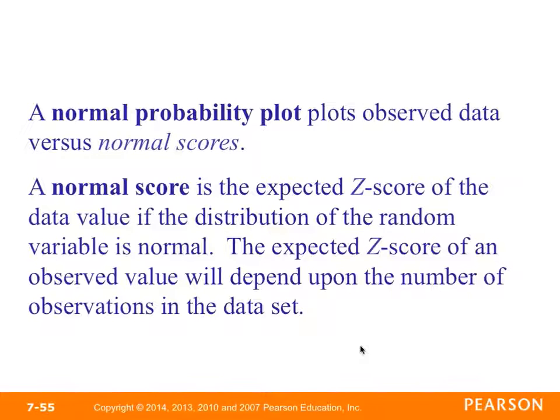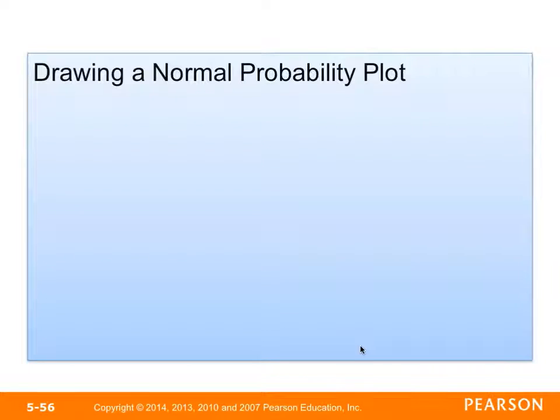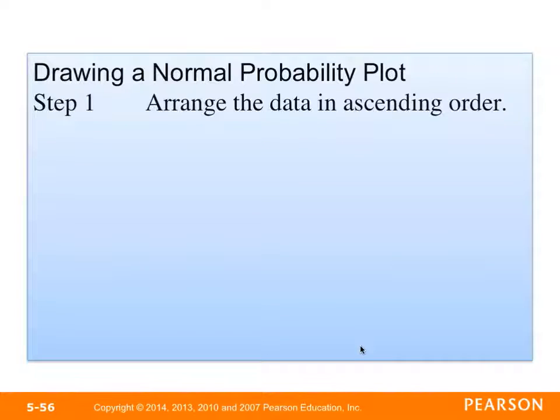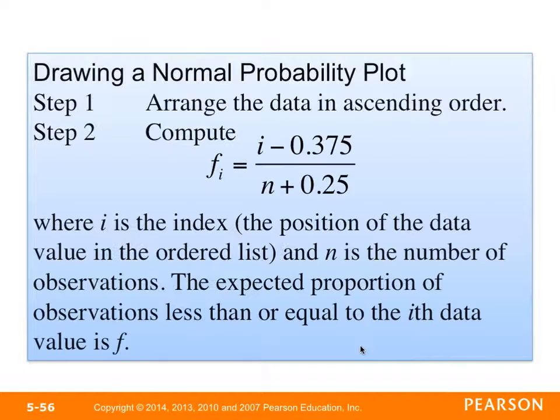The expected z-score of an observed value is going to depend on the number of observations in the actual data set. So if you want to draw a normal probability plot, we're going to go through the steps so you understand how these are created. But when you're actually creating these, I want you to definitely use StatCrunch to do this. Okay, so the first step is to arrange the data in ascending order and then compute all of these expected proportions.